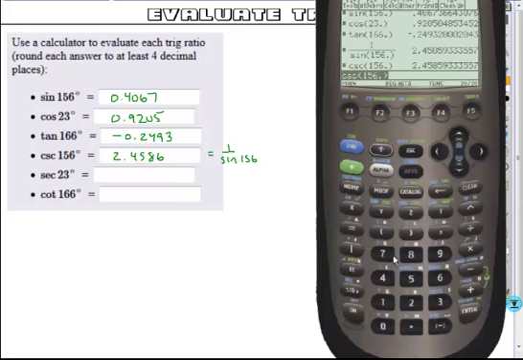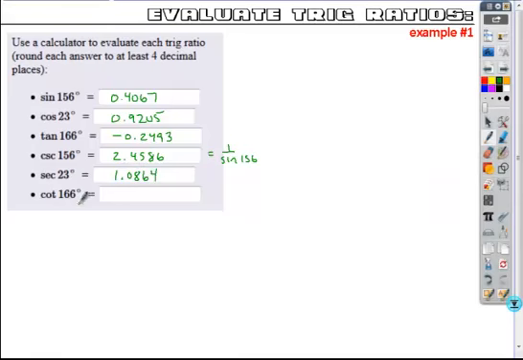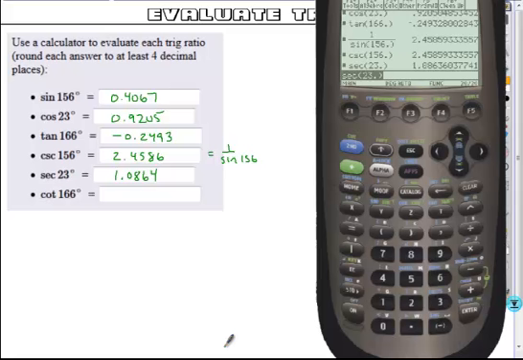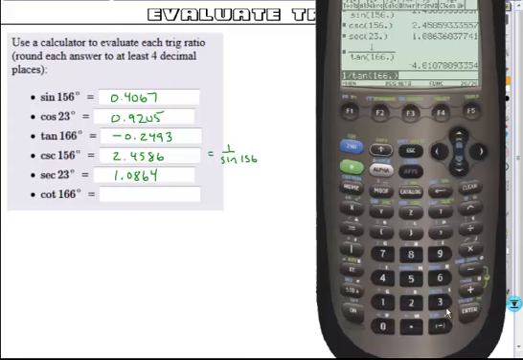So the secant, again, since I'm connected to the one on my computer, I'll just type in with the keyboard SEC, and then 23 decimal point, I get my value 1.0864. And then finally the cotangent, same idea. I can just type in COT using the alpha keys, or I could take 1 divided by the tangent of 166, and I will get my value, which is negative 4.0108.